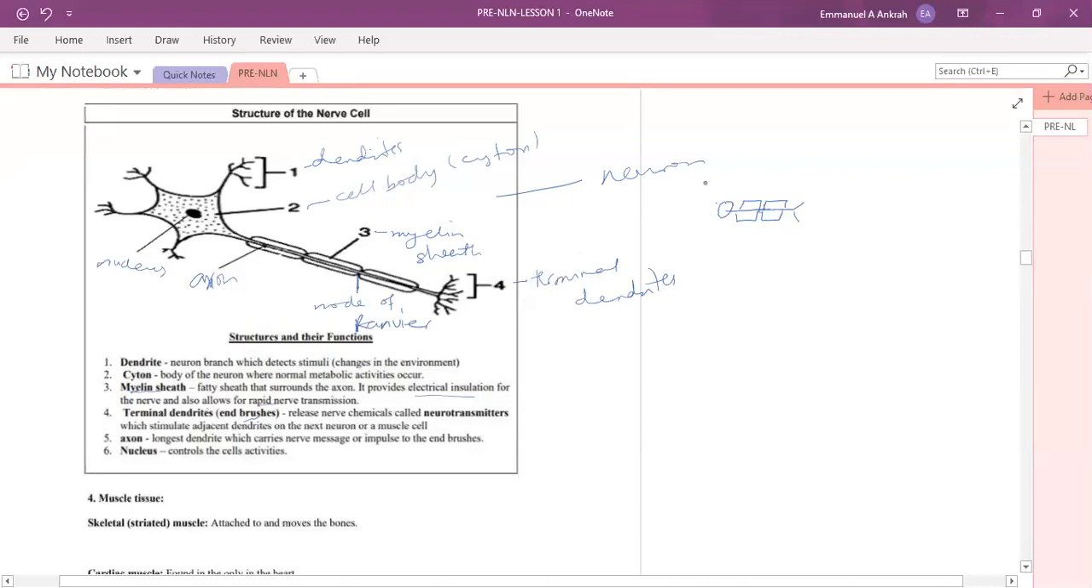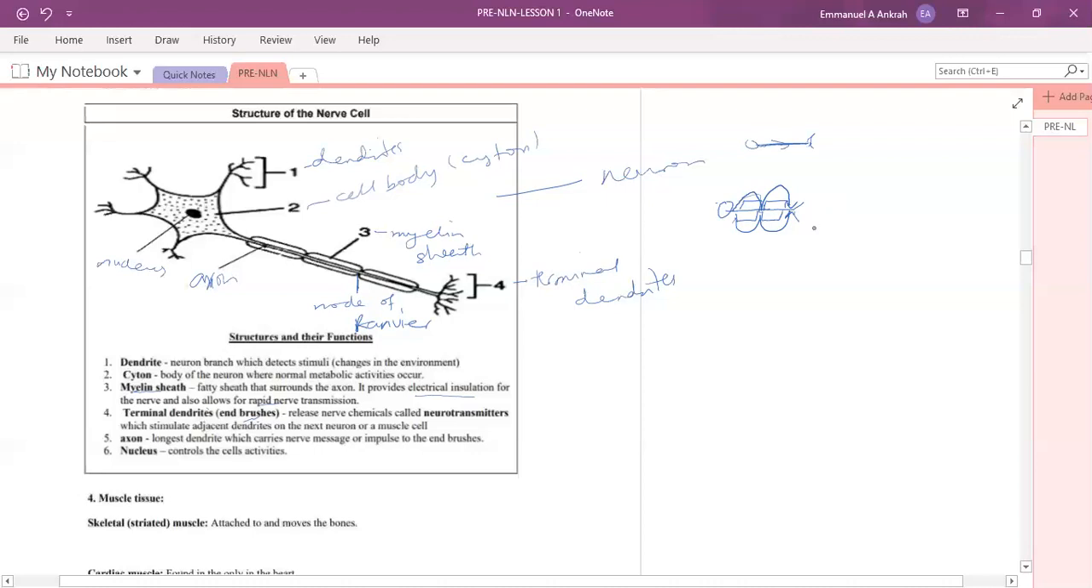So these nodes, if they are present, then the impulse is fast because it jumps from one node to the other. The transmission impulse jumps, so it's like galloping, so it's faster. If there's no myelin sheath, then the impulse has to travel along the whole length of the axon, which is longer. But this one jumps from node to node, so it's like galloping. So it's fast transmission.